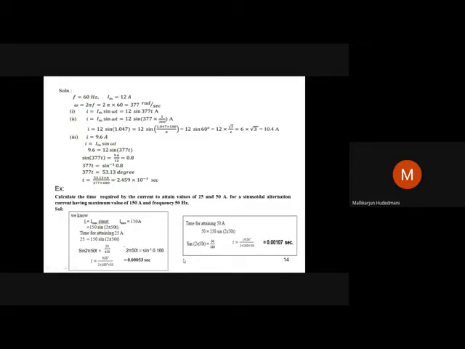Therefore, I just go back. Look at this point 2. I equal to Im sin omega t. Im I substitute as 12. Omega I substitute as 377. You just watch the value of T. T is 1 divided by 360, bracket complete. But be careful, we are operating in radians mode. In the calculator, it must be in radian mode. When I work it out carefully, my answer stands as 10.4.